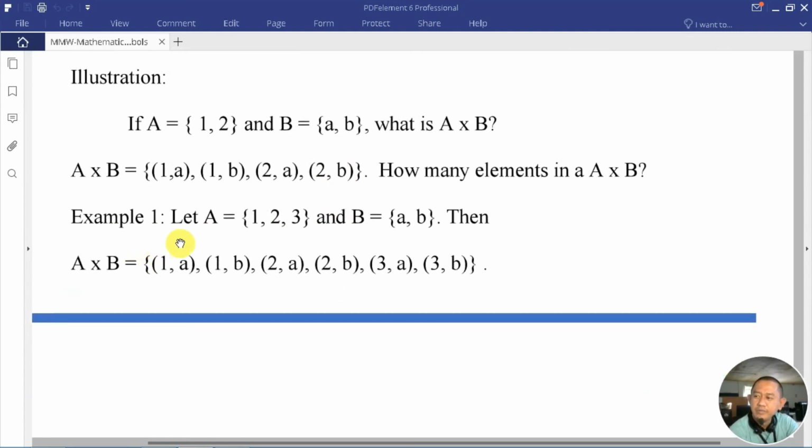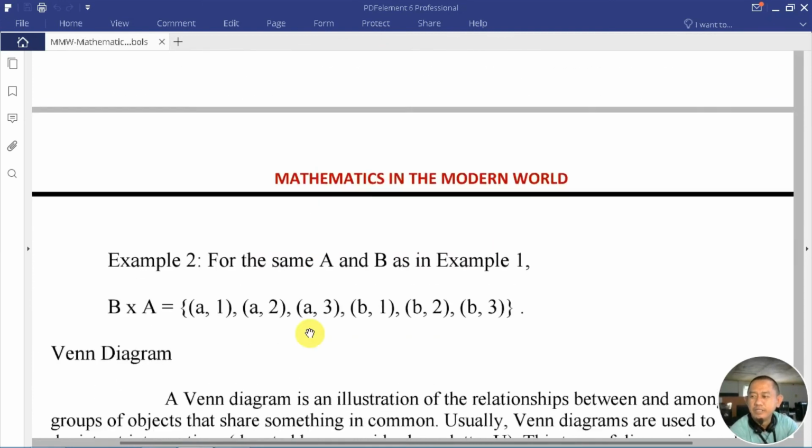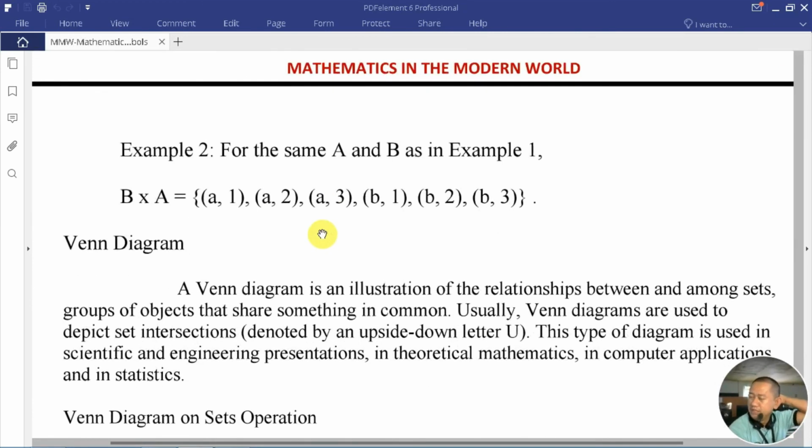So example number 1, we have sets A and B, where A is 1, 2, 3. So we have the distributive property: 1a, 1b, then 2a, 2b, 3a, and 3b. So, A cross B is that easy. You just distribute.